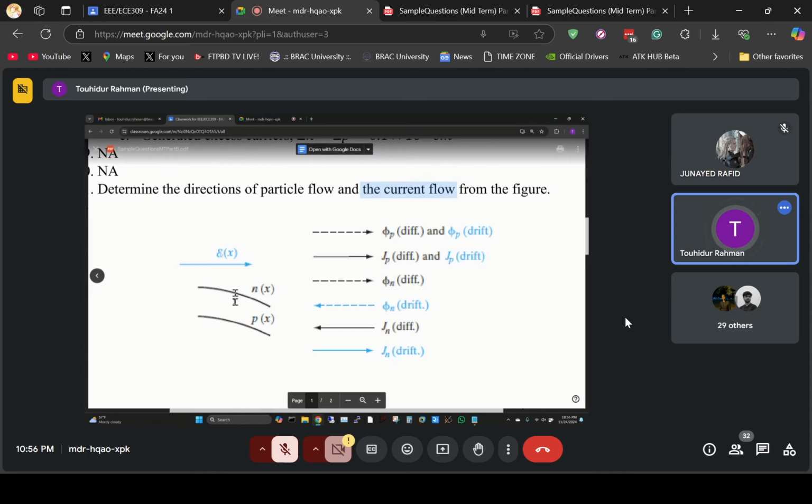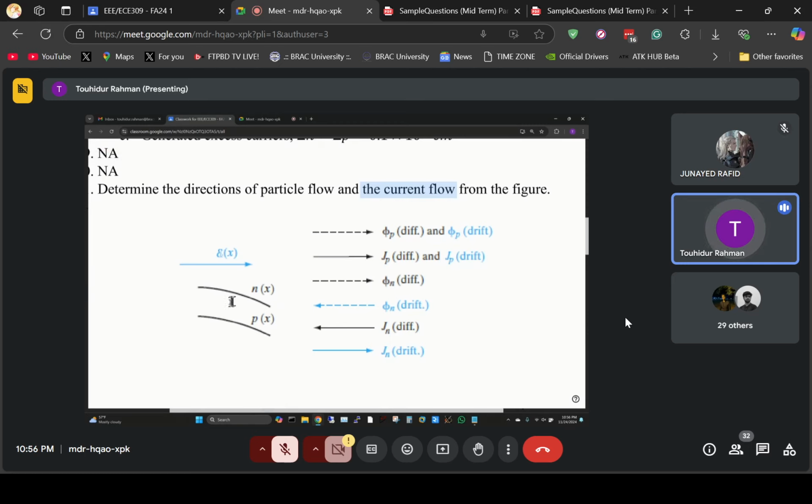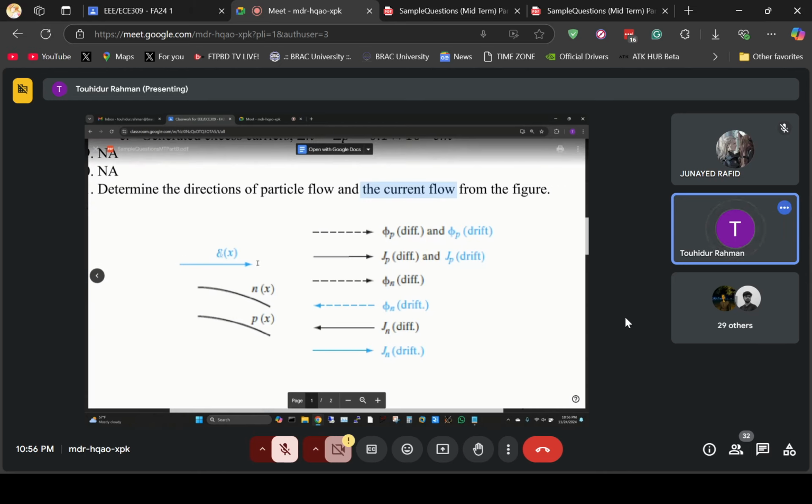So first of all, let's try to calculate all the parameters for holes. There will be two components. One is diffusion and another one is drift. Diffusion will happen because of carrier concentration difference, and drift will happen because of electric field.